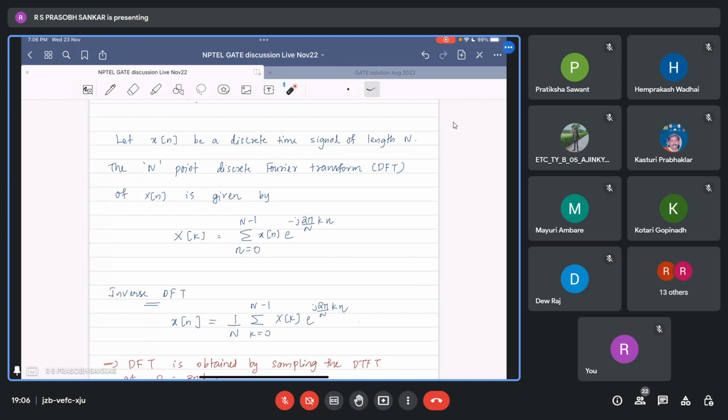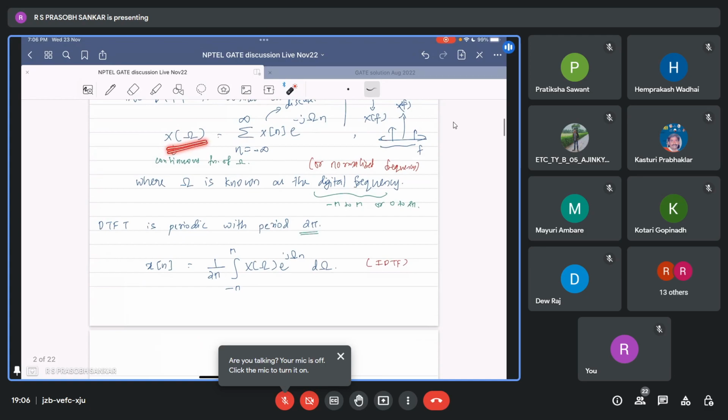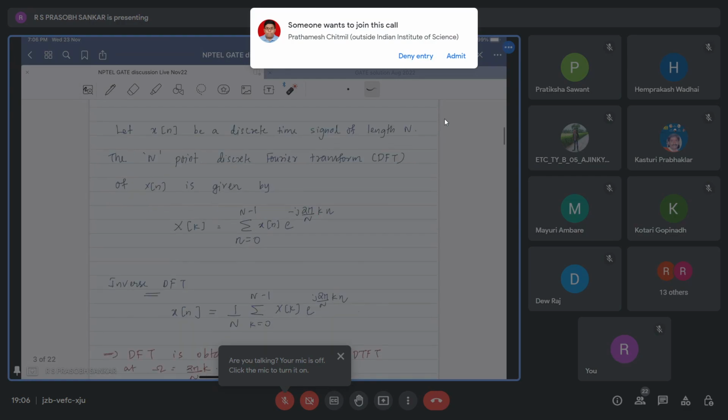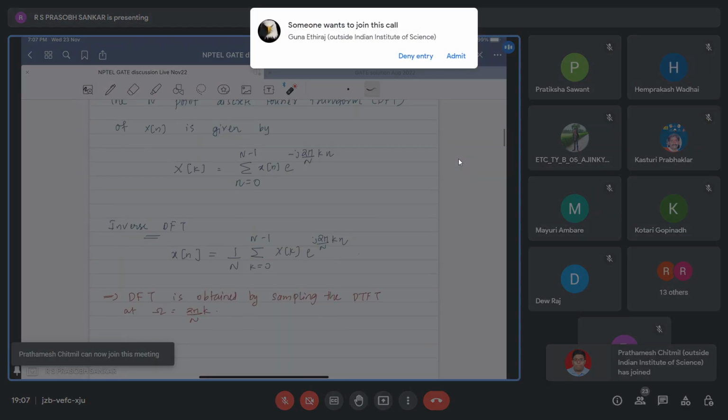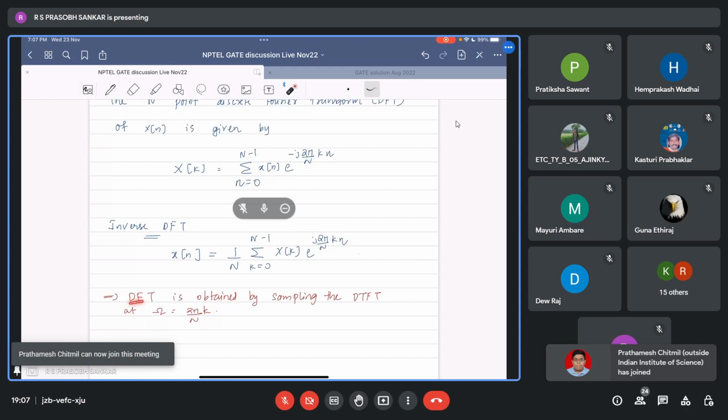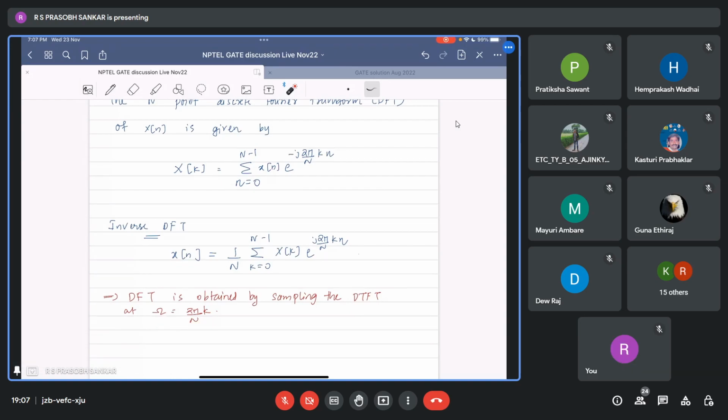For the DTFT, x of n was discrete as well. Whereas the second term was e raised to minus j omega n for the DTFT, here it is e raised to minus j 2 pi by N kn. That means this is also discrete, or in other words, X of k is discrete. Earlier for the DTFT, X of omega was continuous because omega is continuous. Now, what is the relation between DTFT and DFT? DFT is obtained by sampling the DTFT at omega equal to 2 pi by N k for k equal to 0 to N minus 1.